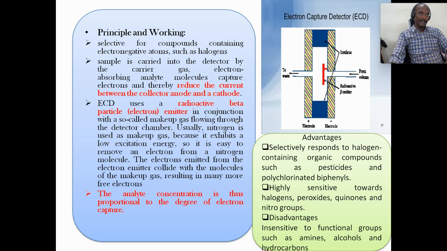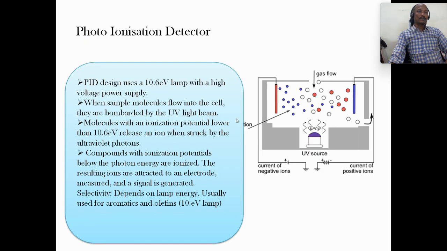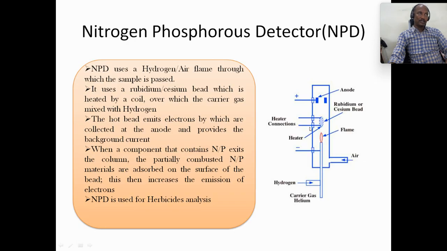It is highly sensitive towards halogens, peroxides, quinones, and nitro groups. The third one is the photoionization detector, popularly called the PID. It uses a 10.6 electron volt lamp with a high voltage power supply. This is a diagrammatic representation of the photoionization detector.